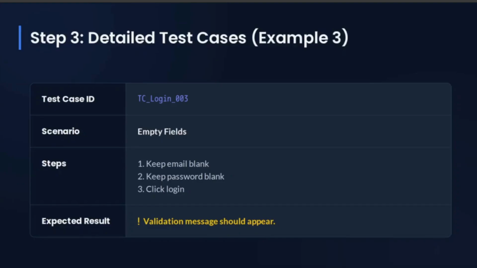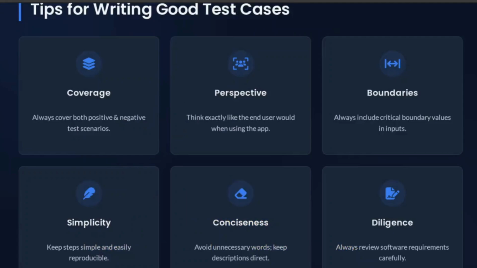Now we are moving on to tips for writing good test cases. Let's discuss some important tips. Always cover positive and negative scenarios. Keep test steps simple and clear. Avoid unnecessary complexity, including boundary and validation cases. Write concise and reusable test cases. Think from the end user's perspective. And the last one: these practices improve testing quality and execution efficiency.